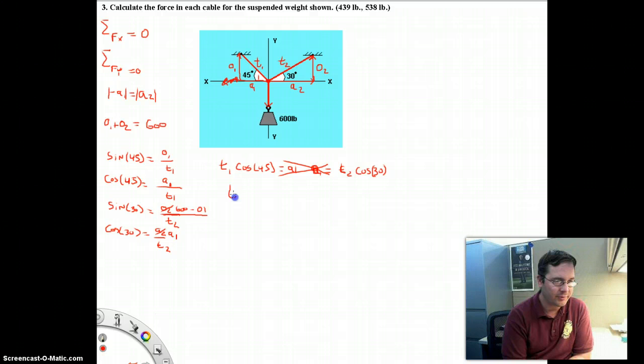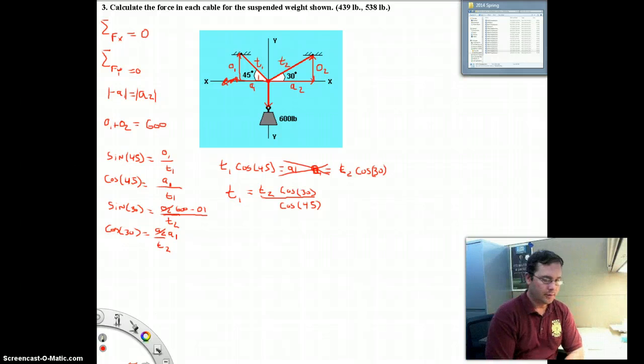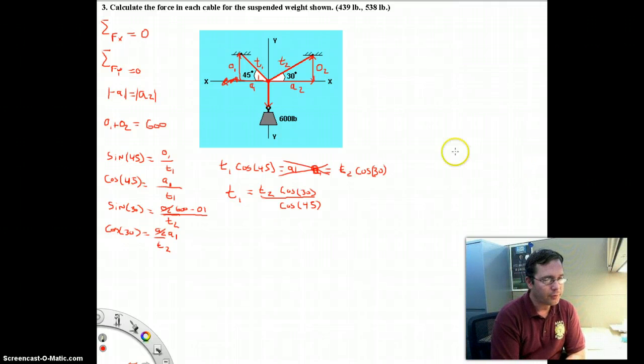Let's just get T1 by itself. So the tension in wire rope 1 is equal to the tension in wire rope 2 times the cosine of 30 divided by the cosine of 45. Well, remember that cosine of 30 and cosine of 45 are constants. You can look them up in a table, and that's going to be useful to us further on into the problem. Now we need to work on the vertical component of the problem.